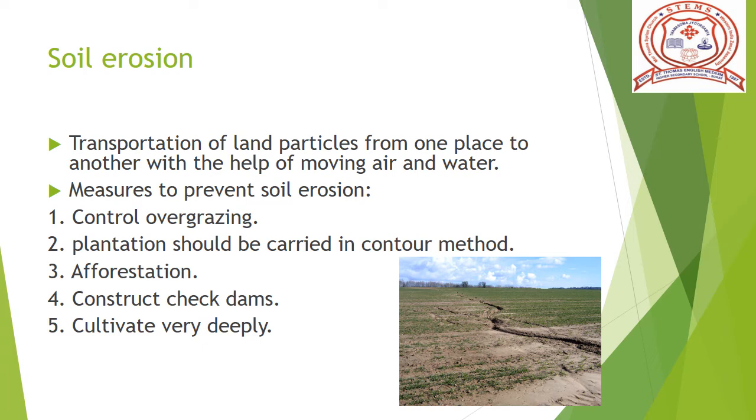Soil erosion is caused by natural factors and man-made factors. Natural factors are running water and moving air. Man-made factors are overgrazing by animals, deforestation, and careless management of forest. Mining and industry are the two important activities of mankind.